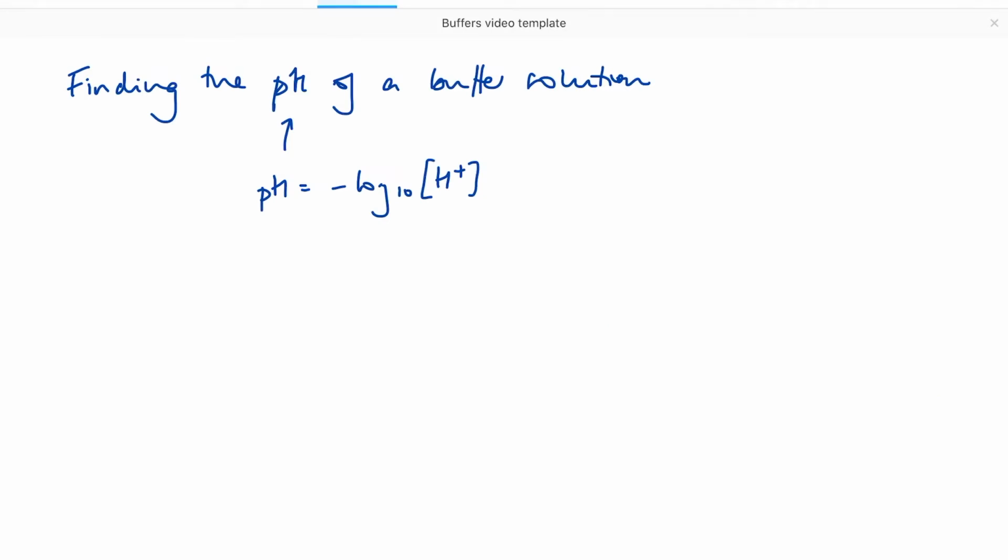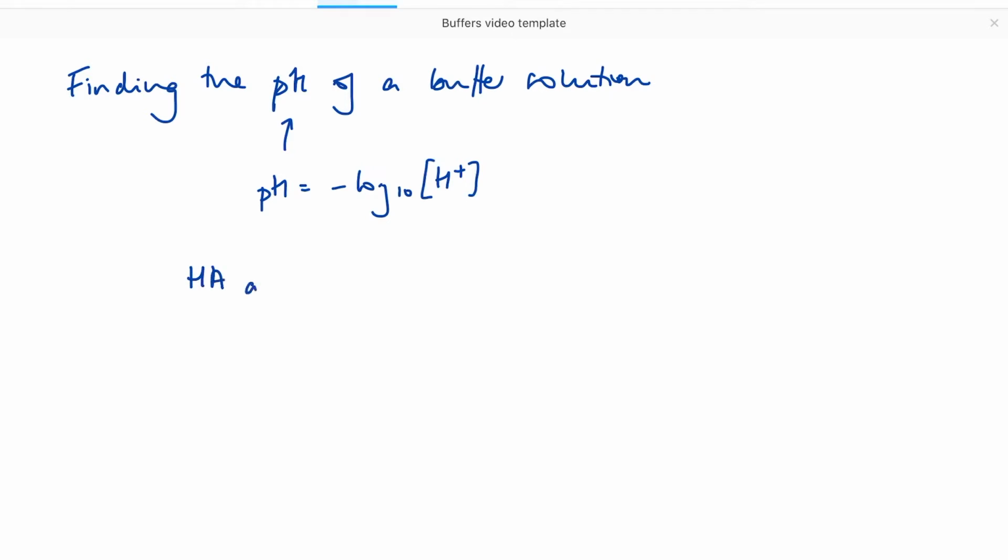In order to find the pH of a buffer solution, we need to find out the hydrogen ion concentration in this equilibrium mixture of a weak acid and its salt, because pH, as we know, equals minus the log of the hydrogen ion concentration. So let's go back to our original expression.